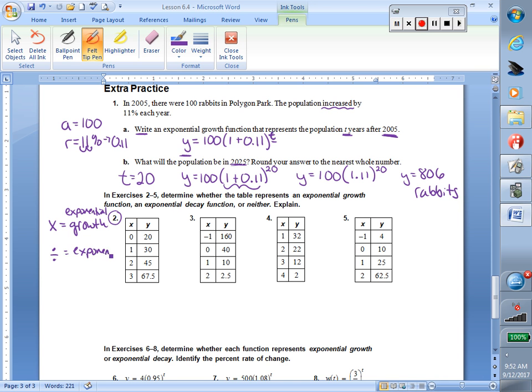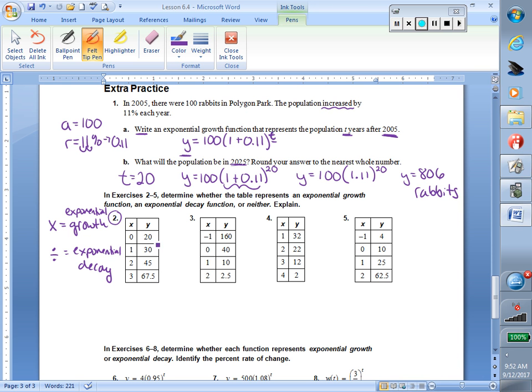we'll have exponential decay. So you guys are already used to looking for those patterns of multiplication and division, determining if a table represents an exponential function. Now we're just getting more specific. Is it growth or decay? If we're multiplying, we're growing. If we're dividing, we're decaying. So let's take a look at number 2.